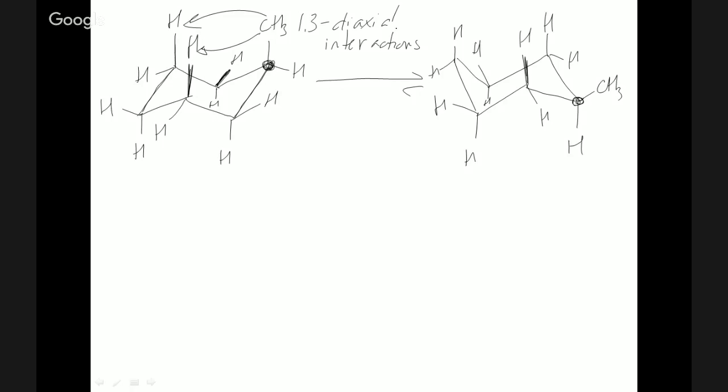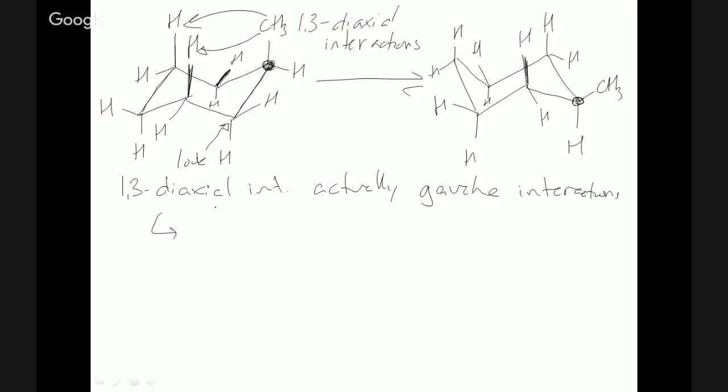Okay. And these 1,3 diaxials are actually gauche interactions. Okay. It's sort of just for your information. That's really what they are. If we were to look down this bond, for example, we would see gauche interactions. Okay. But I want you to memorize one thing.